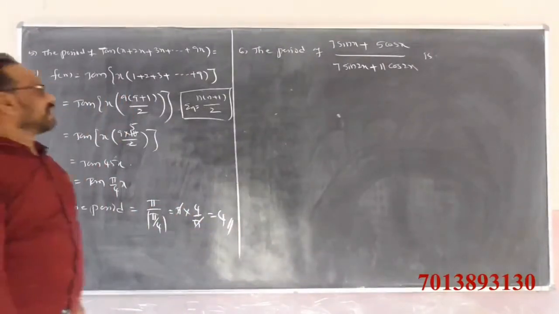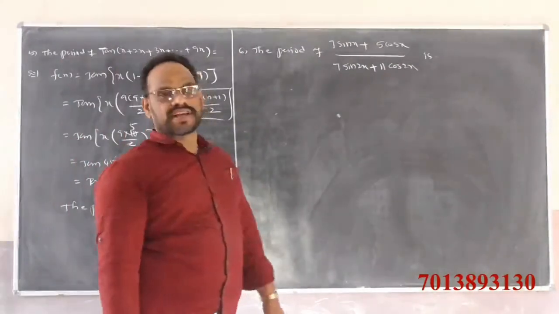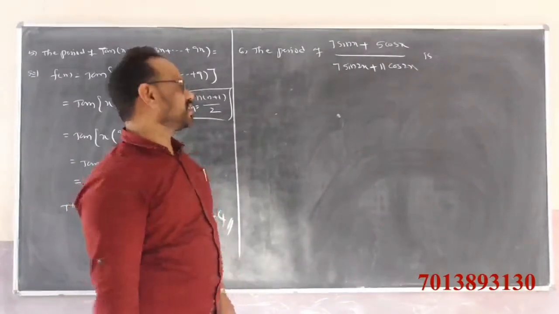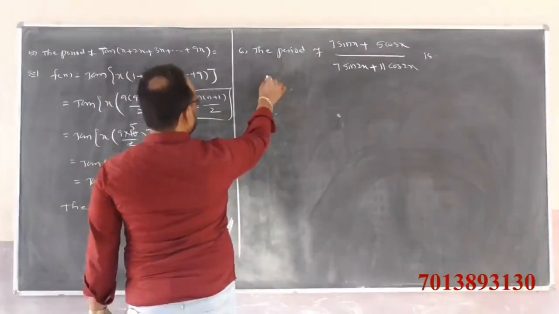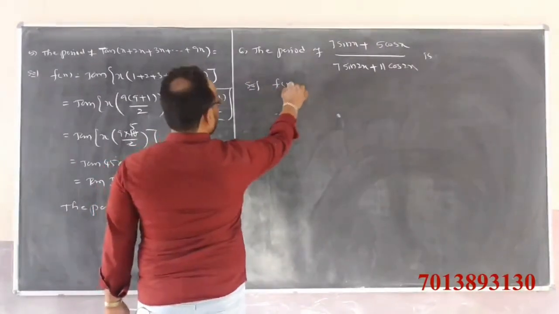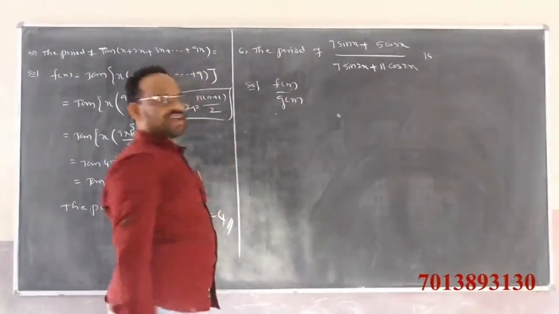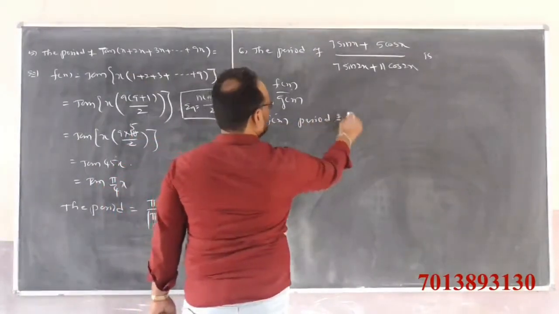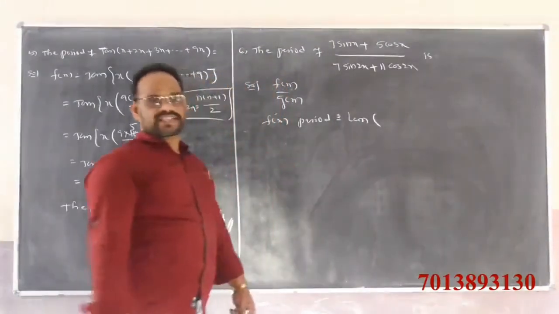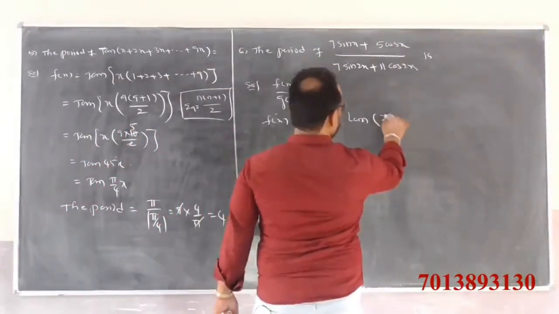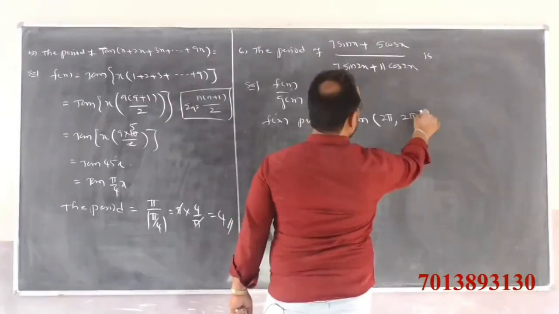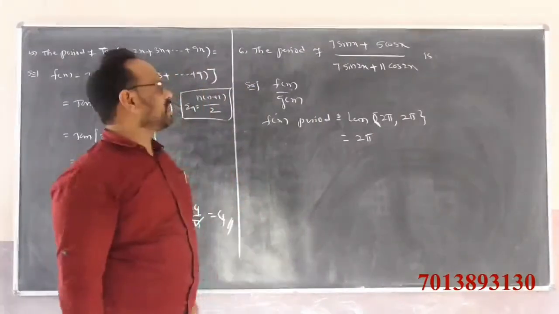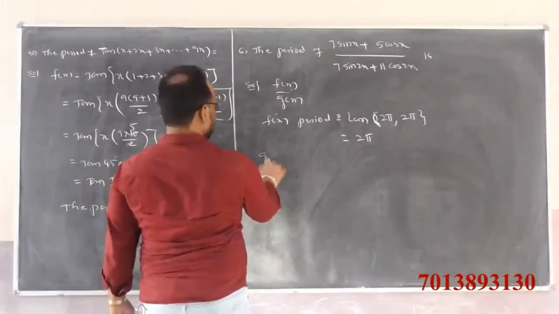Next, the period of 7 sin x plus 5 cos x by 7 sin 2x plus 11 cos 2x. So it is in the form of f of x by g of x. The period of f of x is clearly the LCM of the periods of sin x and cos x. Sin x period is clearly 2 pi, cos x period is also 2 pi. So f of x period is 2 pi.